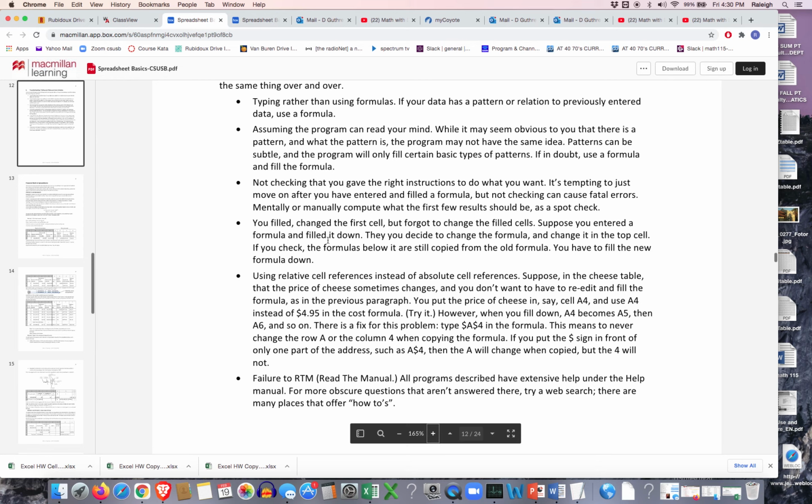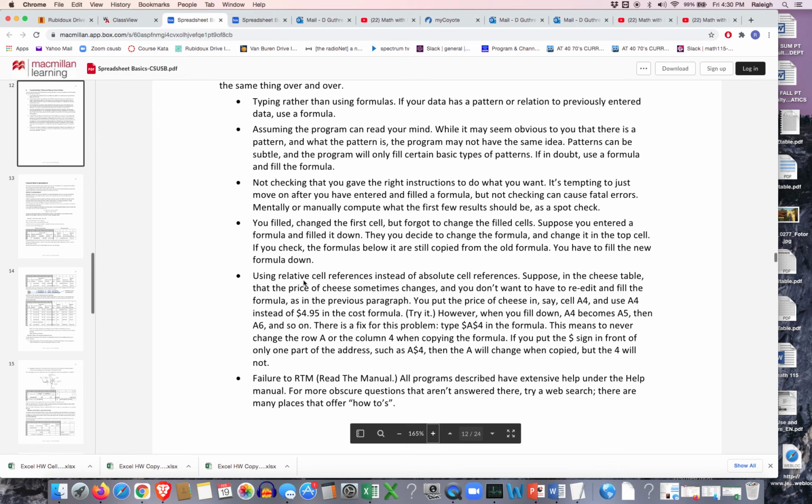So if you enter a formula and fill it down using that bottom right corner, and then you decide to change the formula on the top cell, if you check, the formulas are still copied from the old formula. You have to fill the new formula down. So that's important as well. You've got to grab that corner and pull it down if you change the formula. That's something I almost forgot.